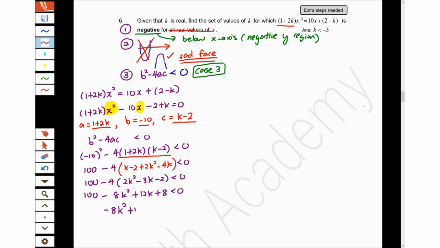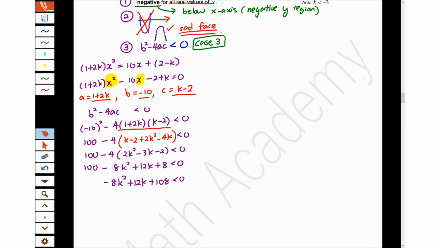Negative 8k squared plus 12k, 100 plus 8, 108. The numbers are all even here, so it must be divisible. I'm going to divide by negative 4. Now, personally, I don't like to deal with a negative perfect square. I will usually try to make it positive. So I would like to divide by negative 4 right now. Division by negative 4: 2k squared minus 3k minus 27. Careful, because you are dividing by a negative number, you have to change the inequality. So the inequality is now more than 0.